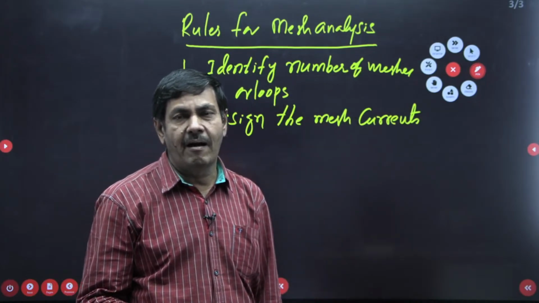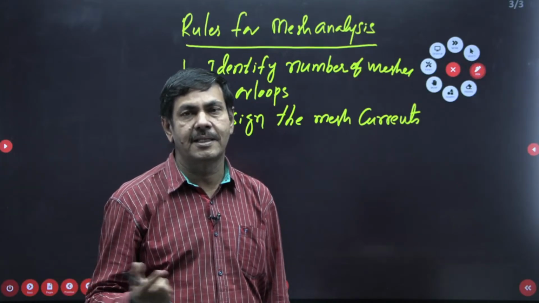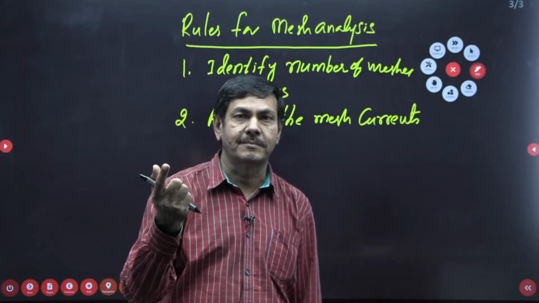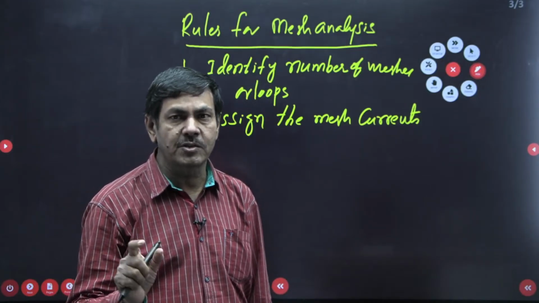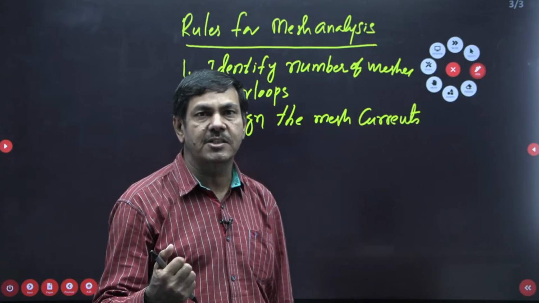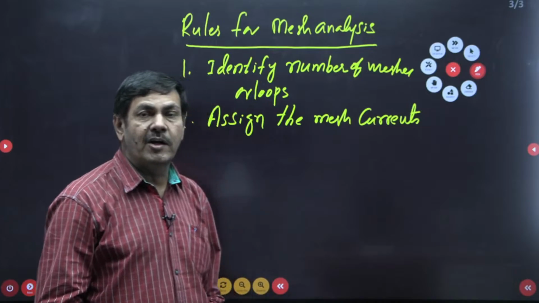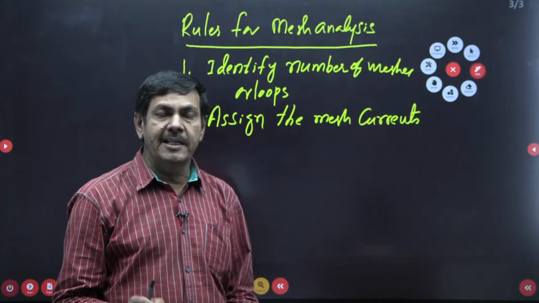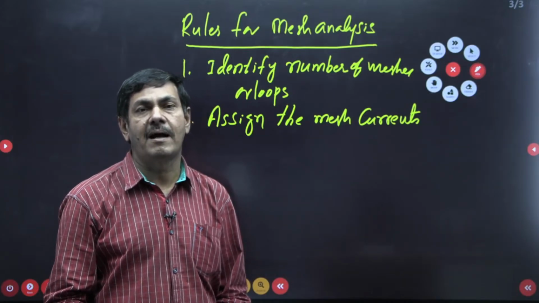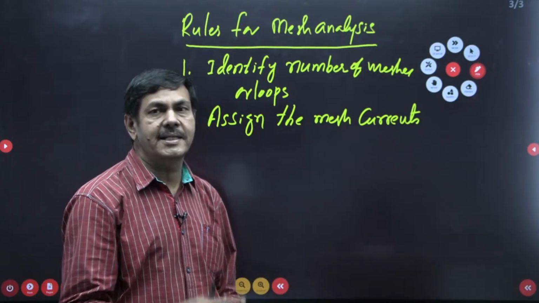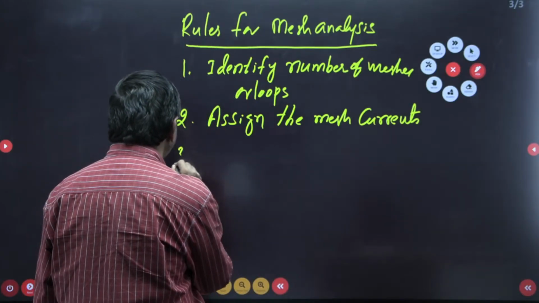You can take all in clockwise, or all in anti-clockwise, also acceptable. It doesn't matter, the selection is your option. But take all the currents in the clockwise direction or all in the anti-clockwise direction. Choice is yours. Understand my point? Then, rule number 3, you must apply KVL and Ohm's law.